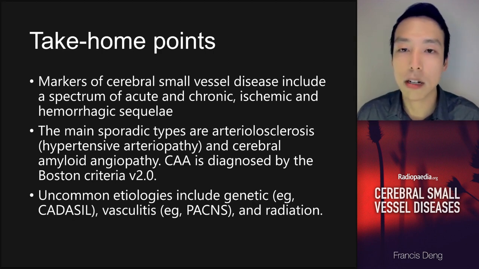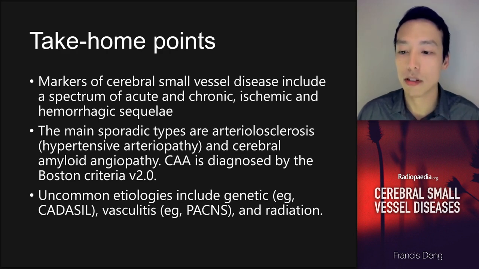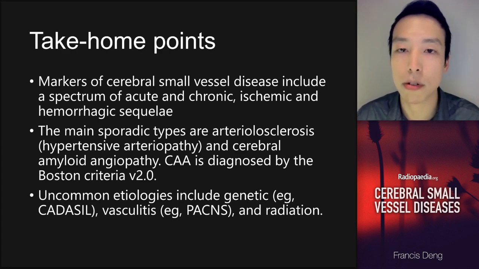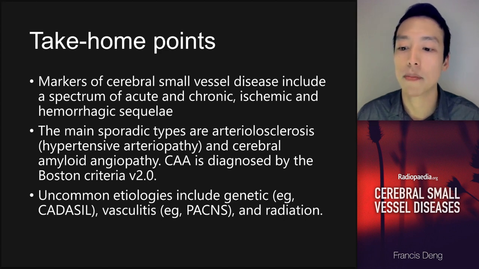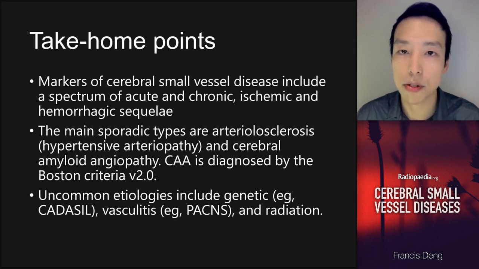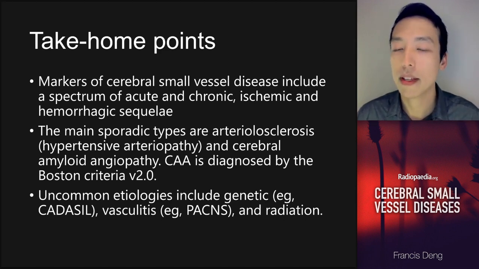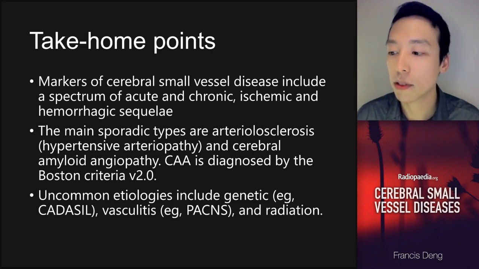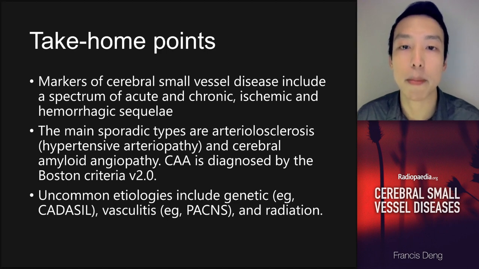Number two, there are multiple different types of small vessel disease. The main sporadic types you should know about are arteriolosclerosis or hypertensive arteriopathy and CAA, cerebral amyloid angiopathy. CAA is diagnosed by defined criteria. Look up the Boston criteria version 2.0 that includes both hemorrhagic and white matter features.